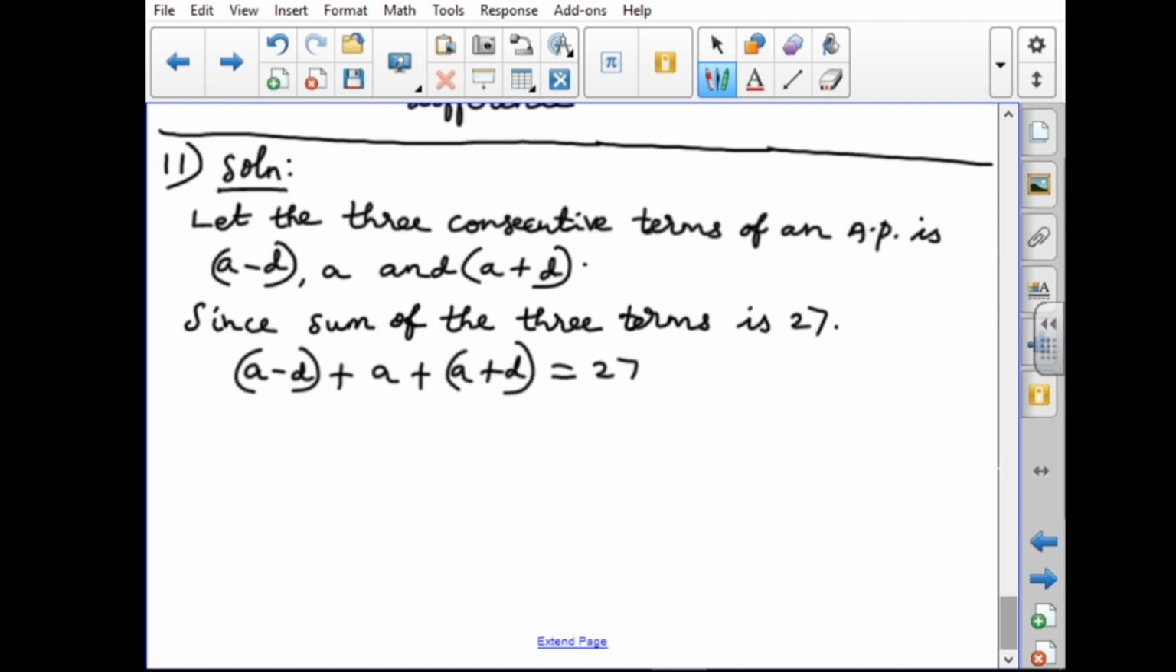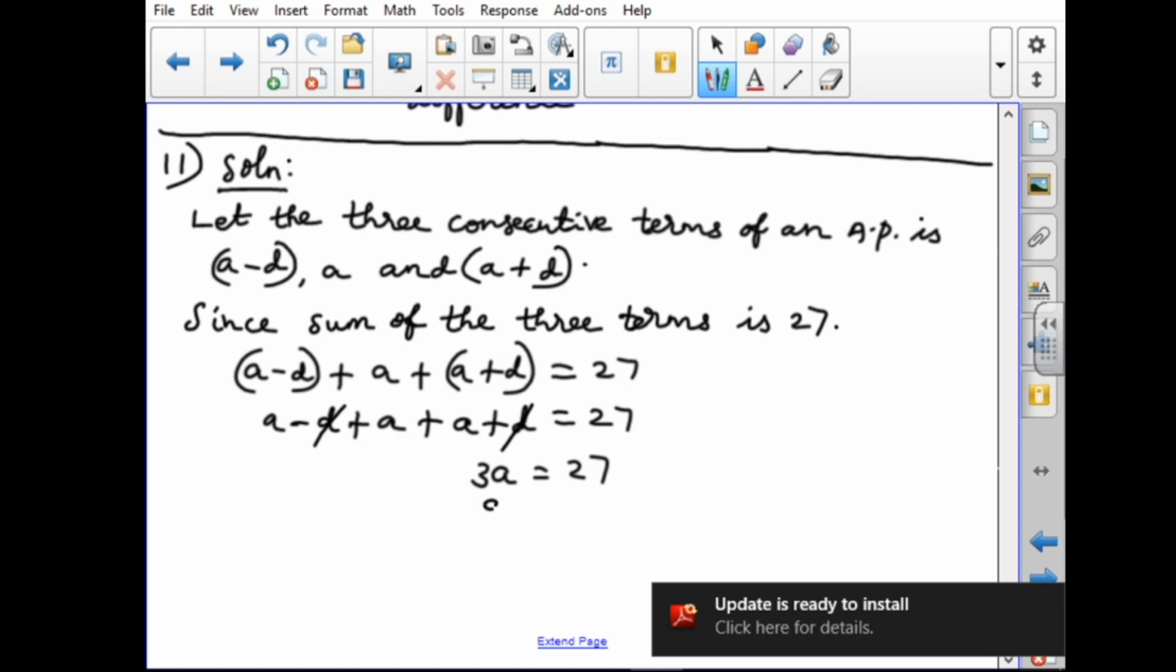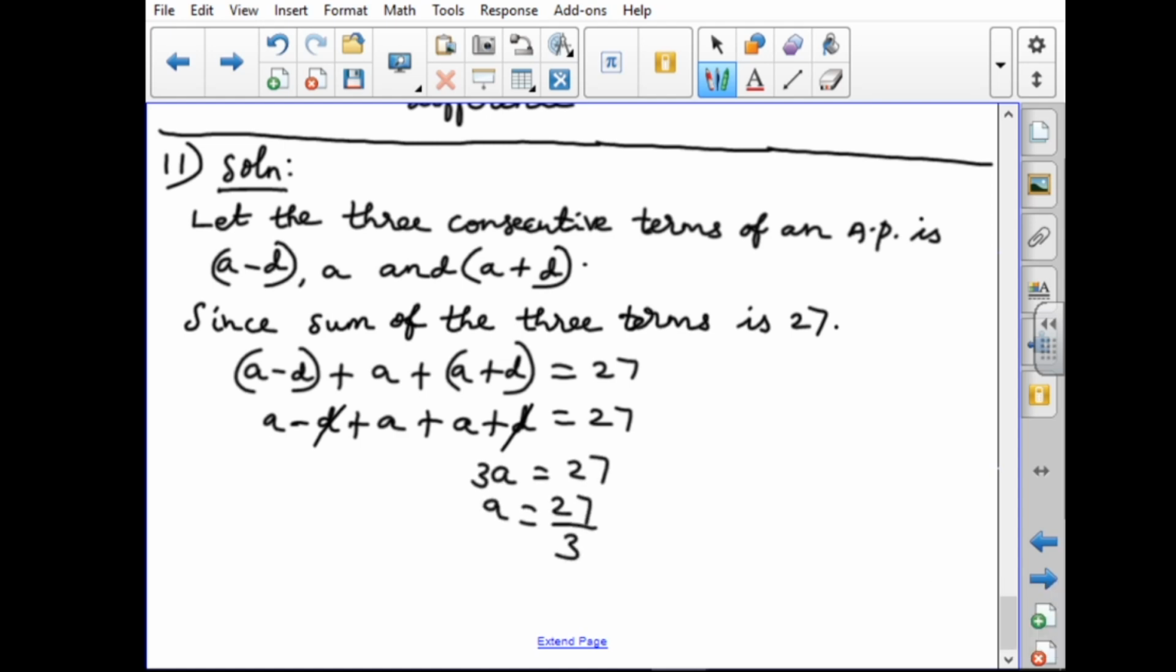Now you have to remove the brackets. So a minus d plus a plus a plus d equal to 27. Here minus d plus d will be cancelled. Remaining is a plus a plus a, which is 3a. 3a equal to 27, so a equal to 27 by 3. So a equal to 9.